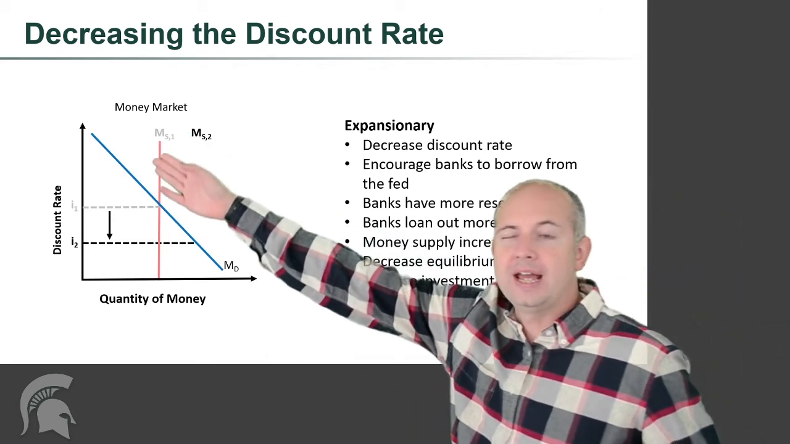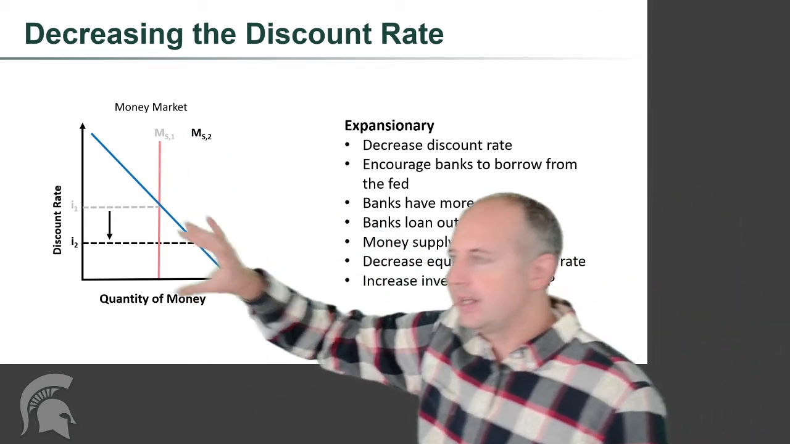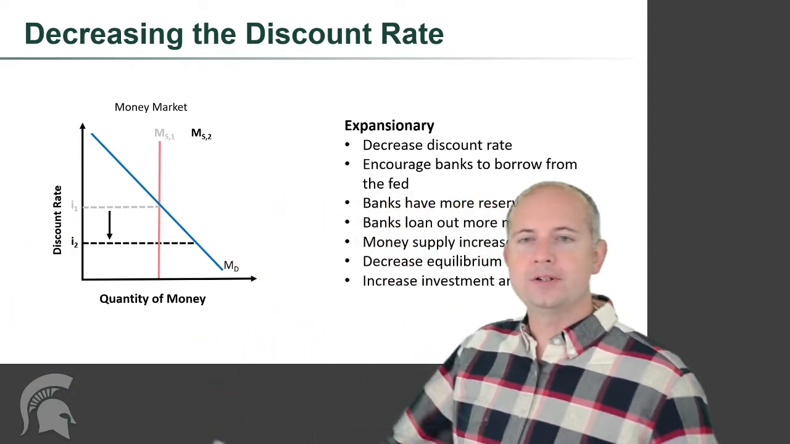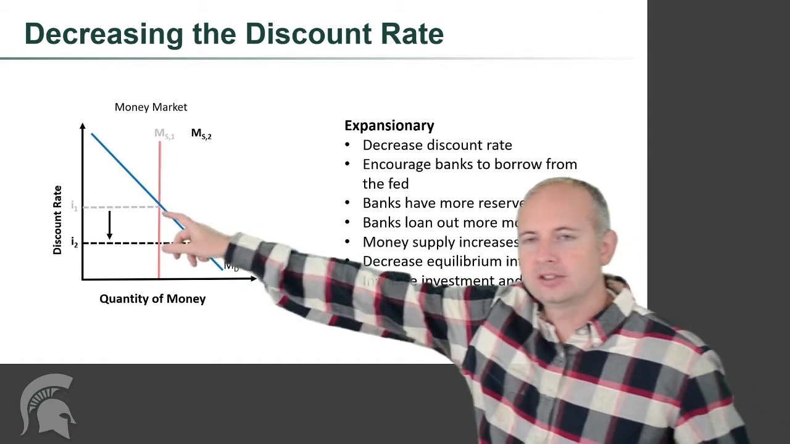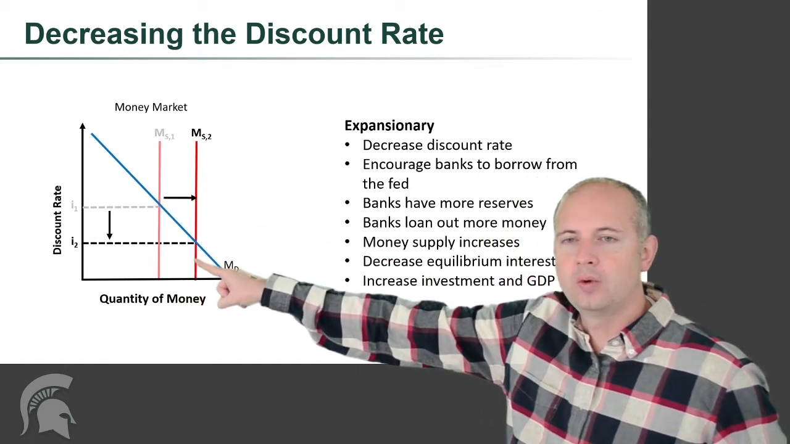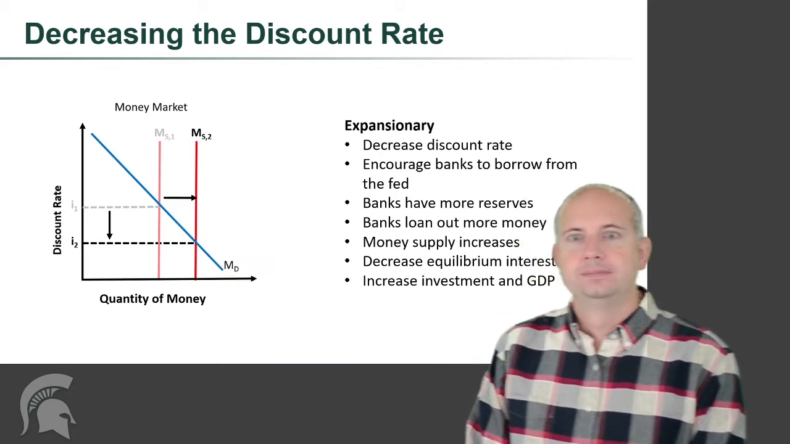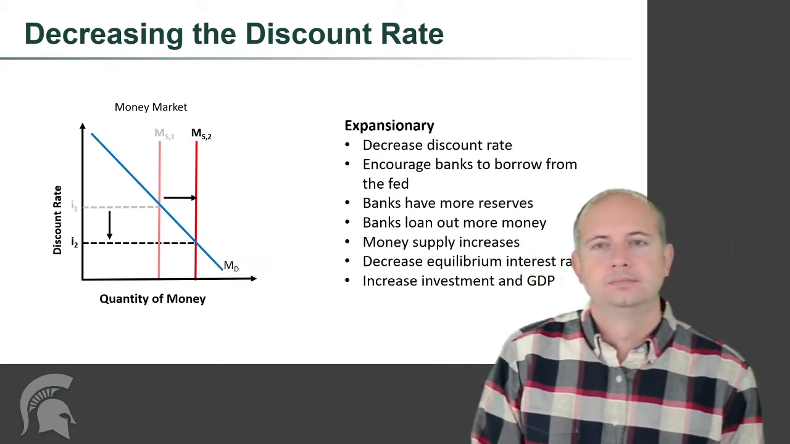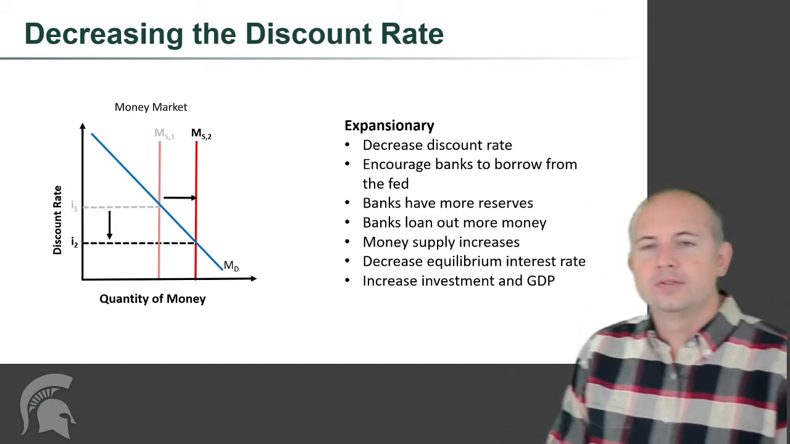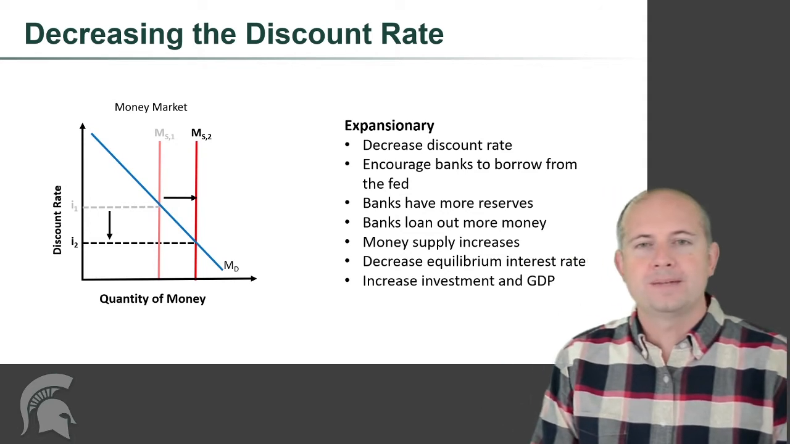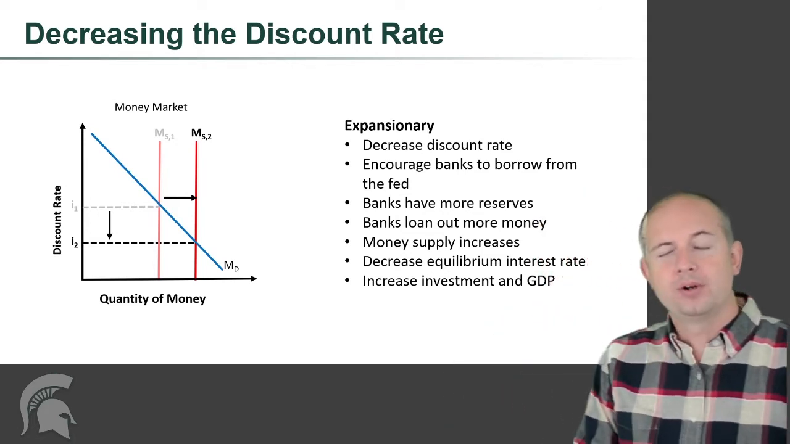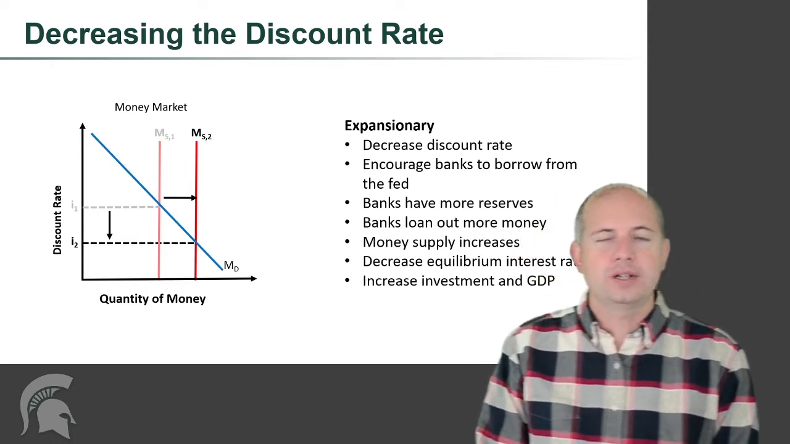Bank demand slopes down, right? If the interest rate that they're paying is lower, so the discount rate is lower, that's going to encourage them to borrow more money. So demand slopes down, so they go from here down to here. So that increases the quantity of money. Banks now have more reserves, which means that banks are going to loan out more money. So when banks loan out more money, that leads to an increase in the money supply.